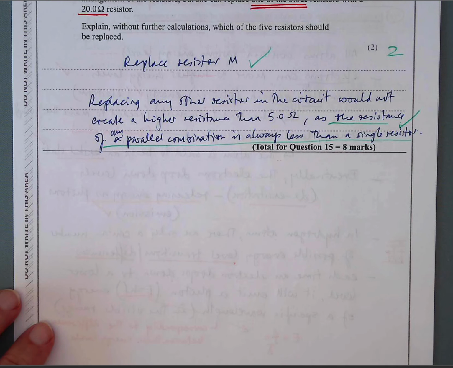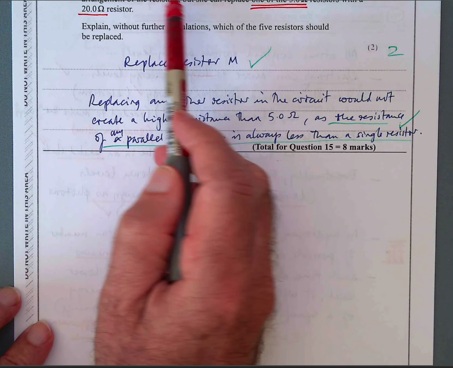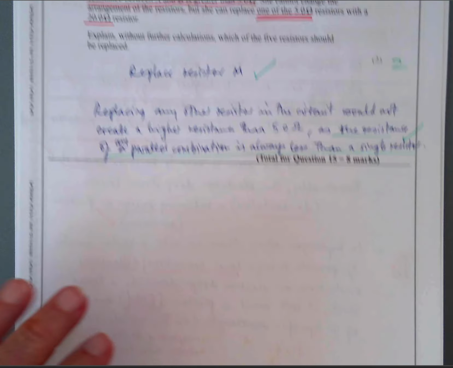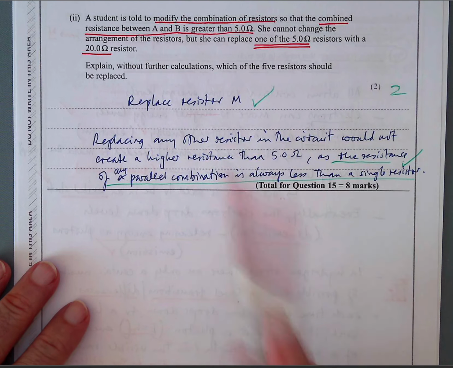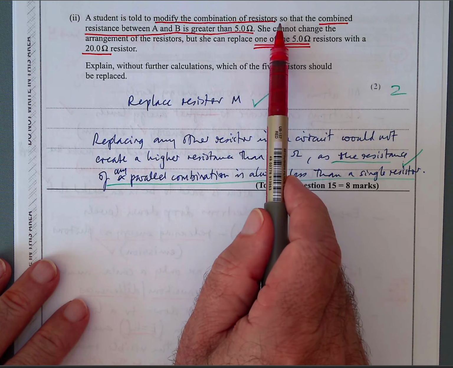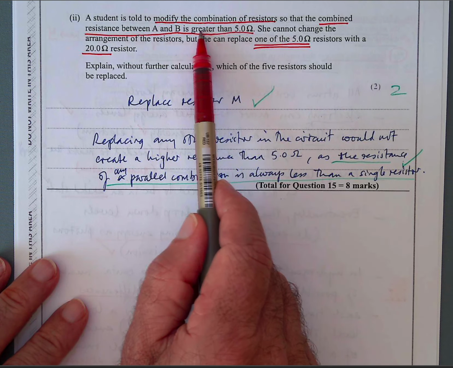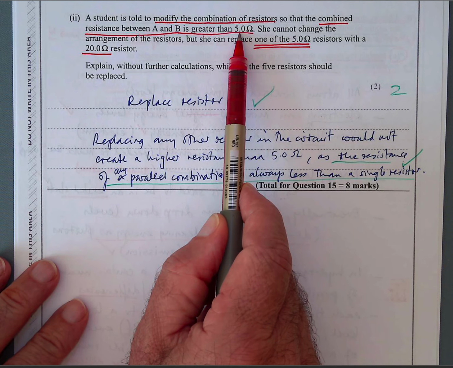Okay. The student is told to modify the combination, it says. A student is told to modify the combination of resistors that we just looked at. So the combined resistance between the A and B is now greater than 5 ohms. Remember, each of them was 5.0 ohms.